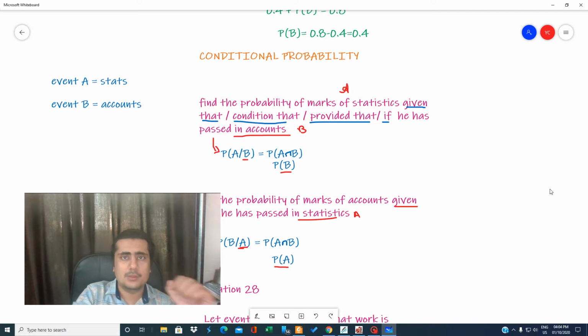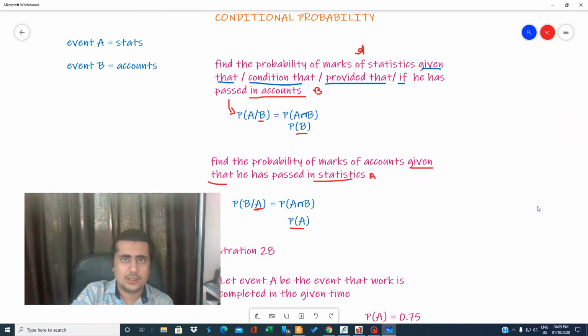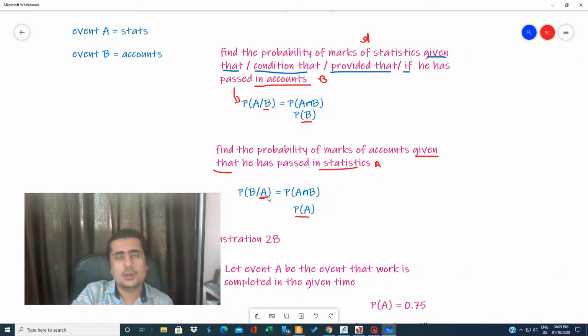In conditional probability, I told you that there are two kinds of topics. One is P of A upon B and one is P of B upon A. Now the formula for A upon B is A intersection B upon B. And the formula for P of B upon A is A intersection B upon A.